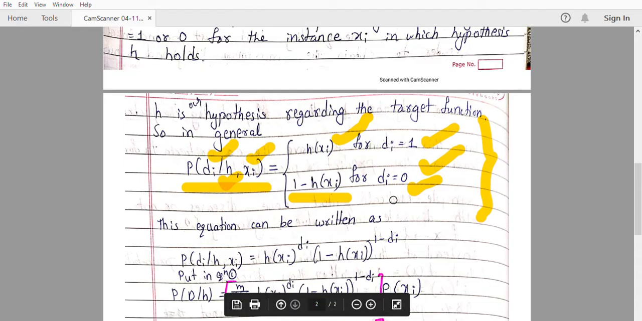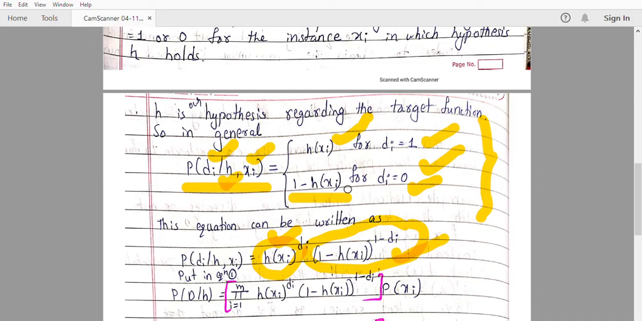Now we can represent this whole expression using this single expression. This is actually equivalent to this. You can verify here. I need this for di equal to 1. With di equal to 1 here, this will represent only this. Di equal to 1 means this exponent will become 0, and anything raised to 0 becomes 1, so we are left with only h of xi, that is equal to this.